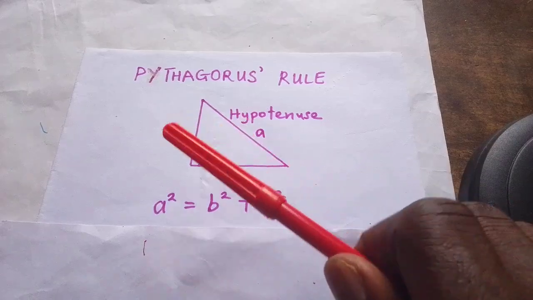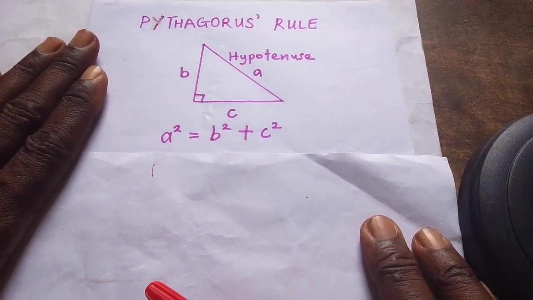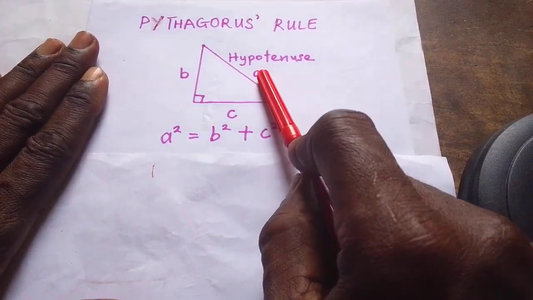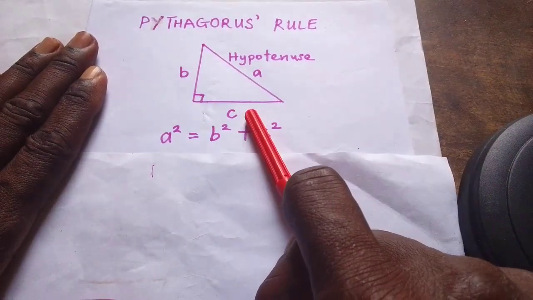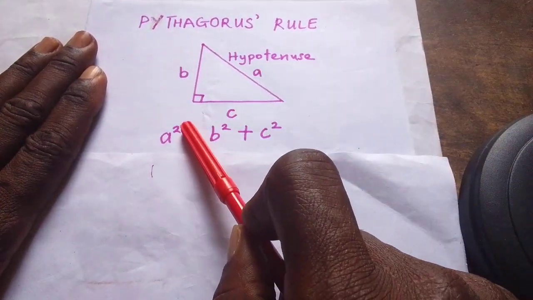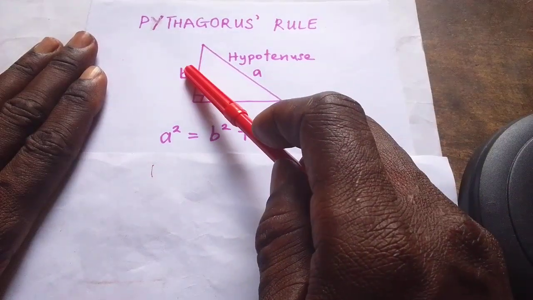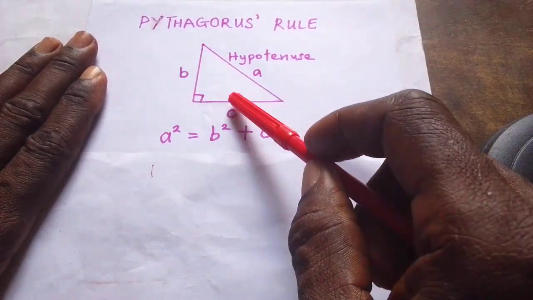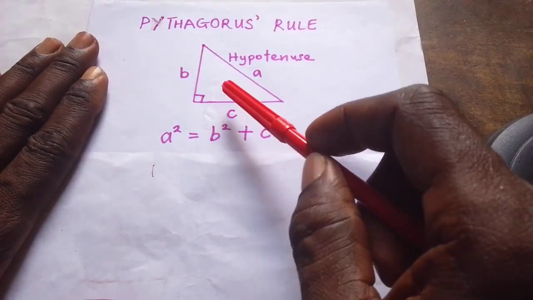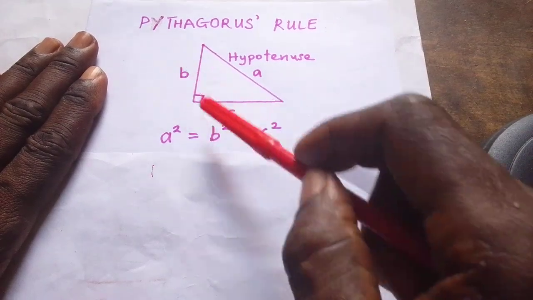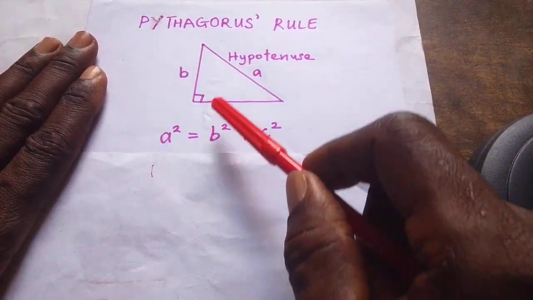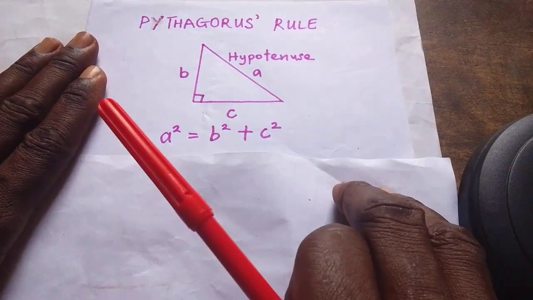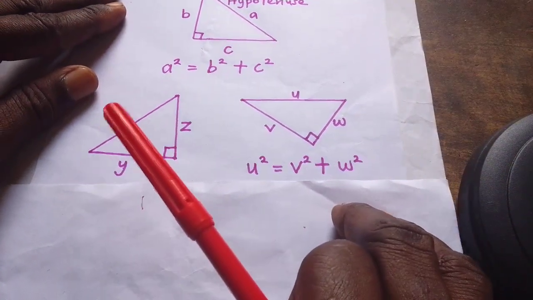So the Pythagoras rule says that if A represents the hypotenuse, and B and C represent the other two sides, then the square of the hypotenuse should be equal to the addition of the squares of the other two sides, B square plus C square. So A square should be equal to B square plus C square.